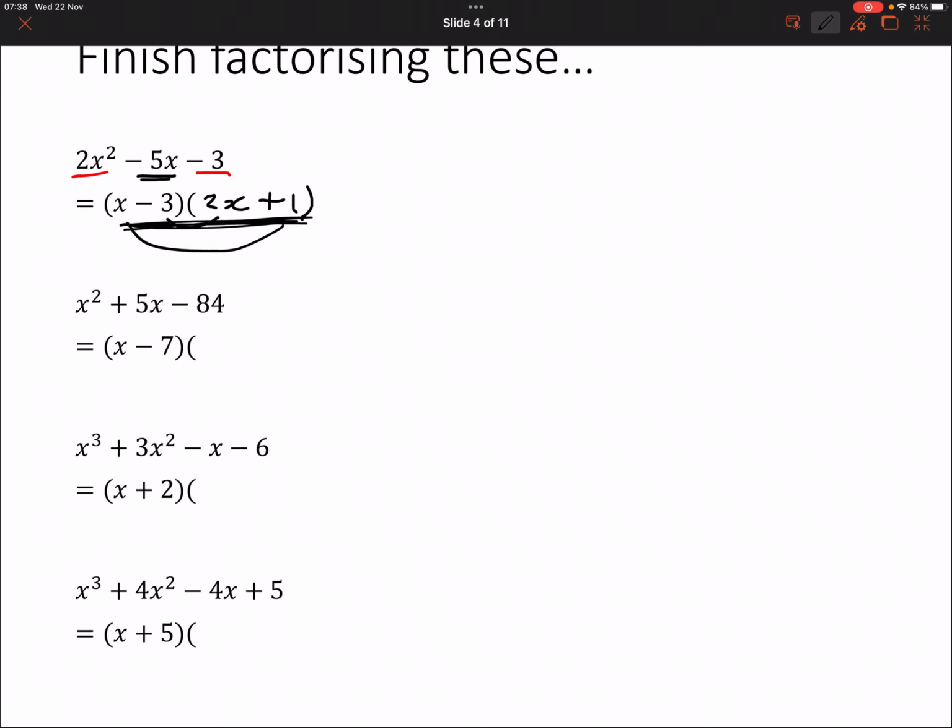Right, this next one, same sort of deal. x times something is x squared, so that must be x. Minus 7 times something is minus 84, so that must be plus 12. We all know our 12 times table, don't we? And then we can just check that the x term works out okay, and we do that with minus 7x and plus 12x, so that is plus 5x. Okay.